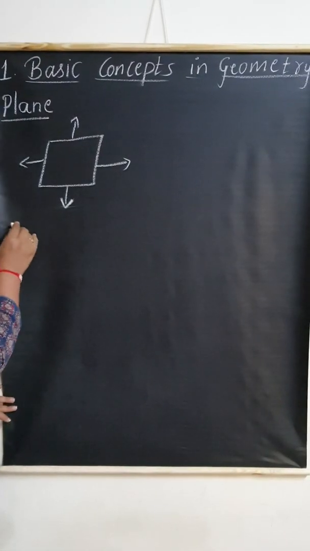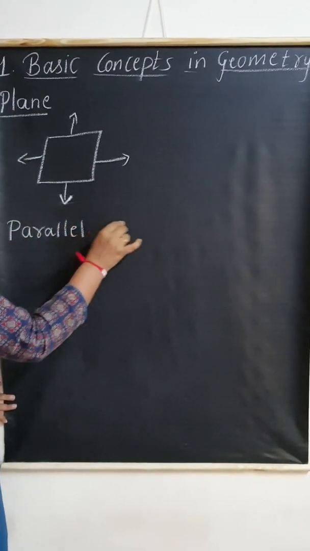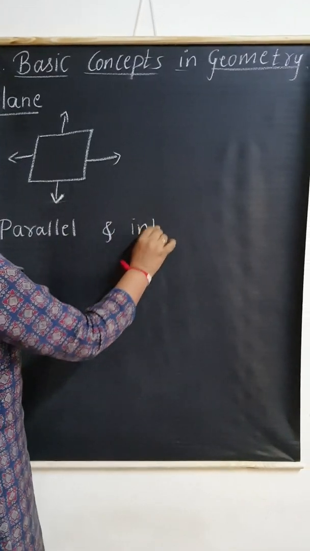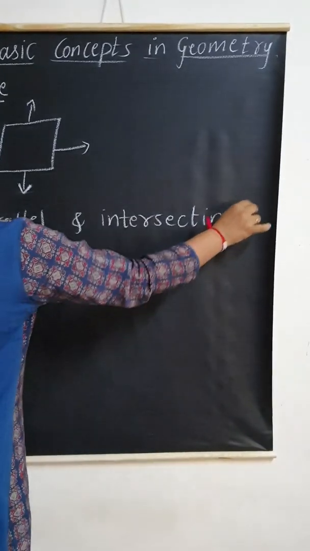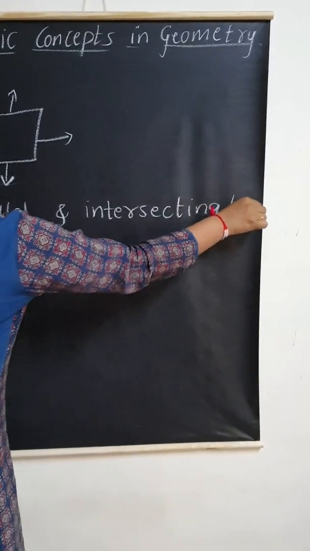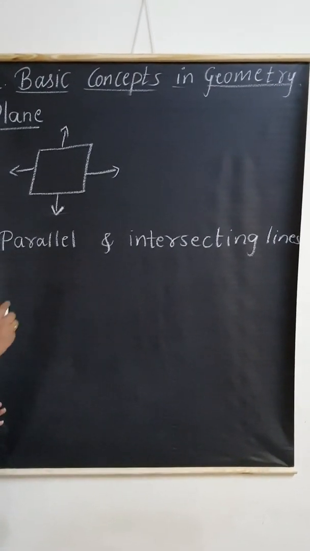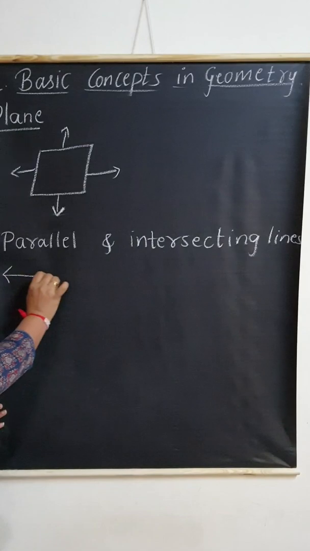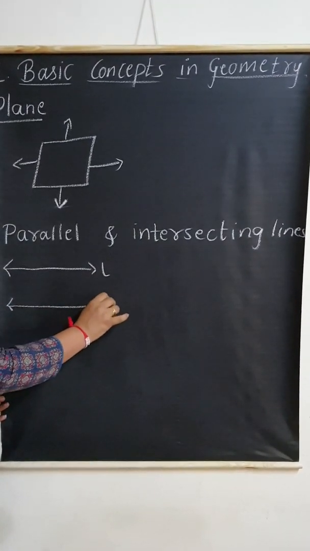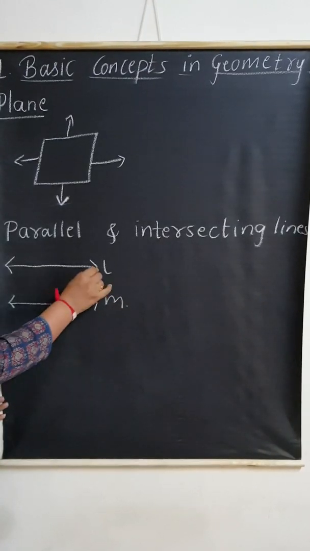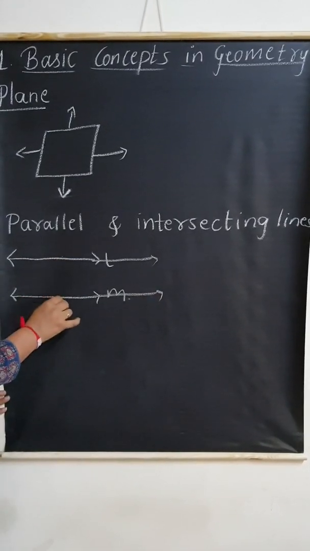Now, let us see the next concepts, parallel lines and intersecting lines. Parallel and intersecting lines. So what are parallel lines now? The lines which never meet, even if extended on either side, are called parallel lines. Consider the line L and line M. So these lines do not meet. Even if I extend them further, these lines will never meet. So such lines are called parallel lines.